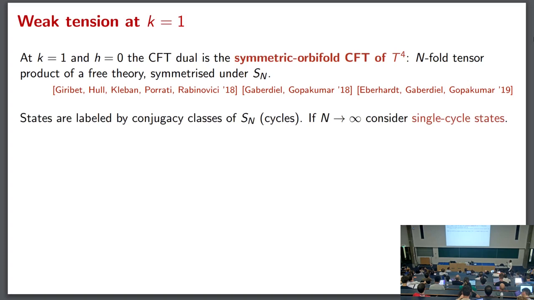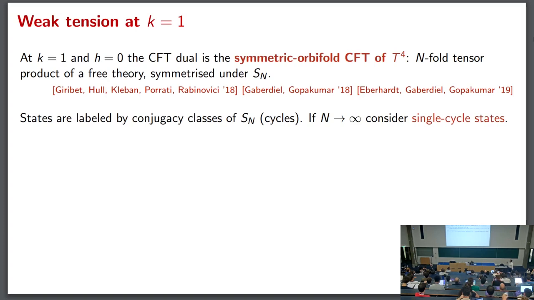They're not too hard. So the idea is that a general state is labeled by a conjugacy class of S_N, which means that it's given by a product of cycles. However, if you take N to be very, very large, which is what we want to do, then you are good to study just single cycles. Just like in N equal 4 super Yang-Mills, or your gauge theory at large N, you just study single traces. Everything else will come from exponentiating that. So we're only interested in single cycle states.